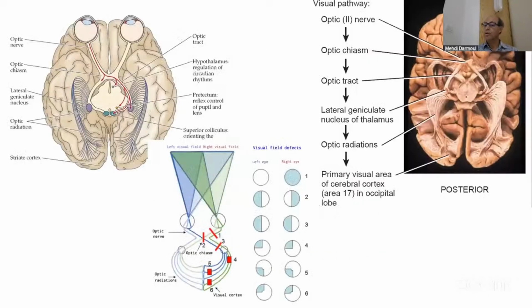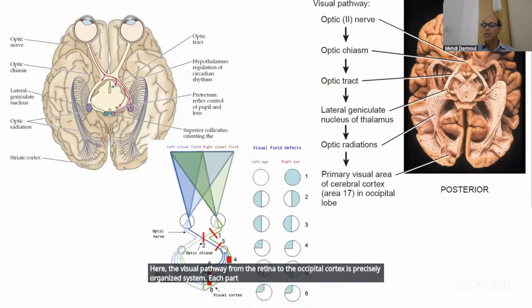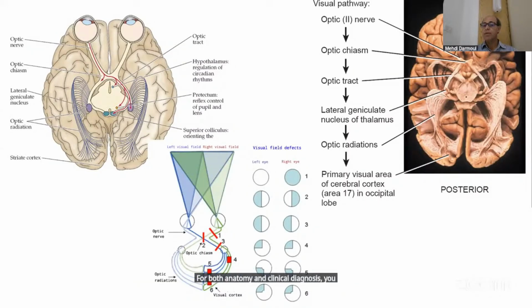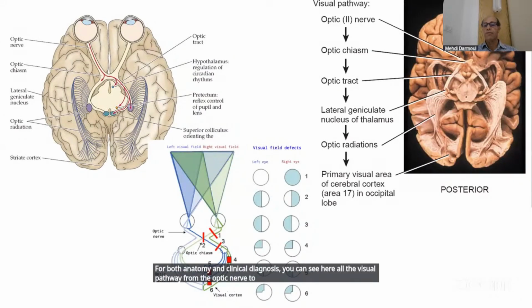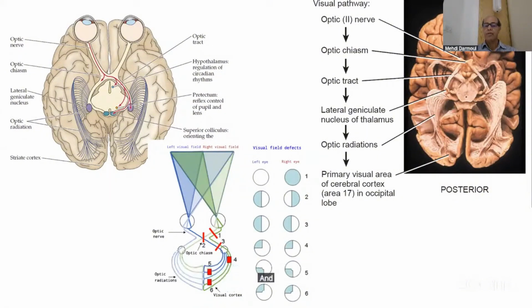The visual pathway from the retina to the occipital cortex is a precisely organized system. Each part plays a key role in vision, and damage at any point causes a specific localizable visual deficit, making it crucial for both anatomy and clinical diagnosis. You can see here all the visual pathway from the optic nerve to the occipital cortex, the primary visual area, and the damage of different parts results in this lesion in the visual field.